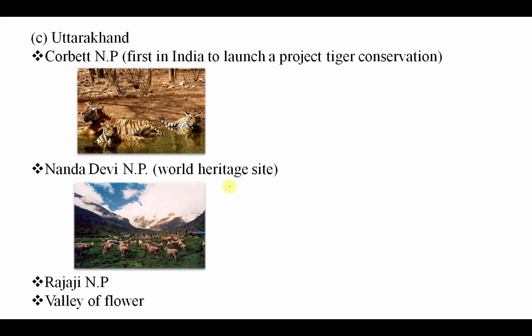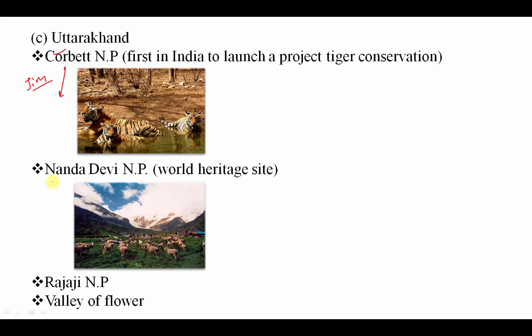Now let's come to Uttarakhand. Corbett National Park, full name Jim Corbett. It is the first in India to launch Project Tiger Conservation, and it is the first national park of India. Jim Corbett National Park.